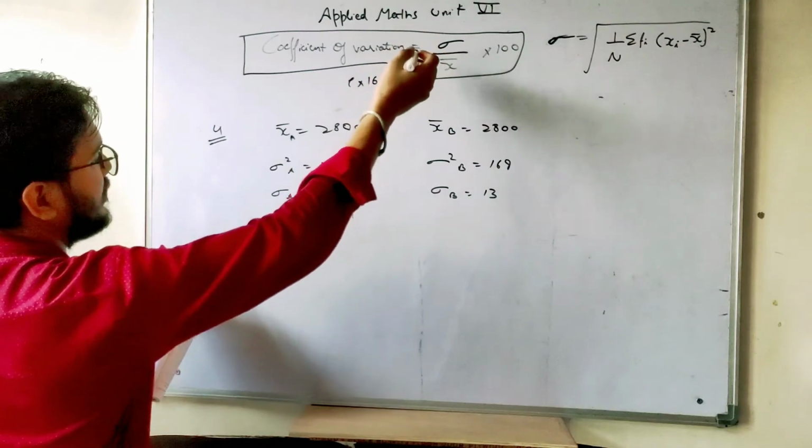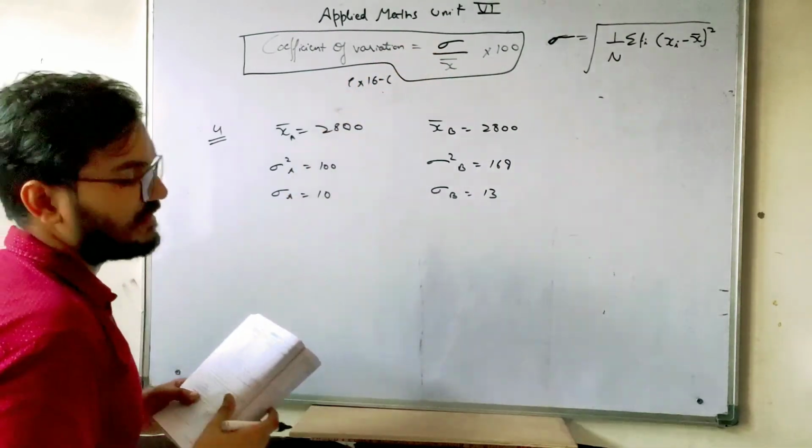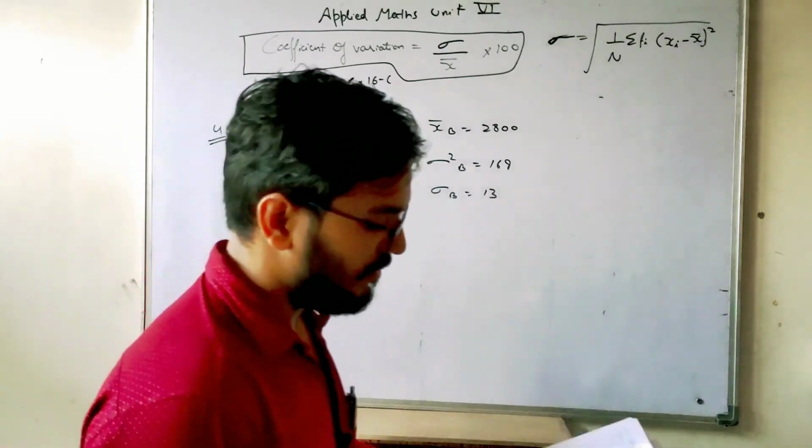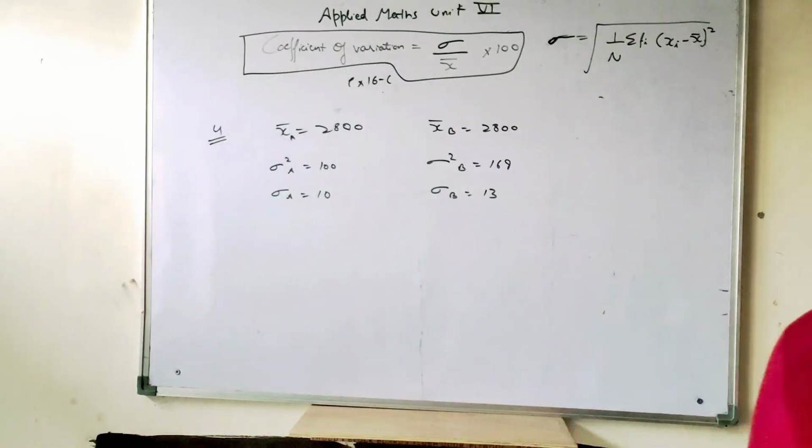Put the values into this formula and you will get the answer. We have to determine in which firm, A or B, there is greater variability in individual wages. The one which has the greater coefficient of variation will have greater variability.